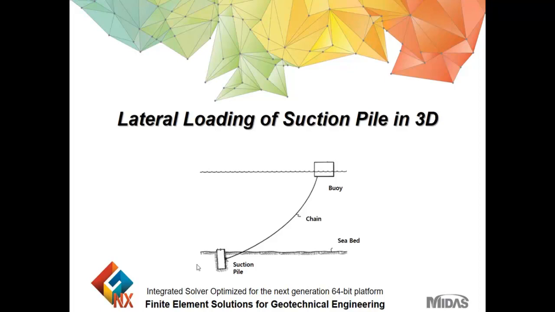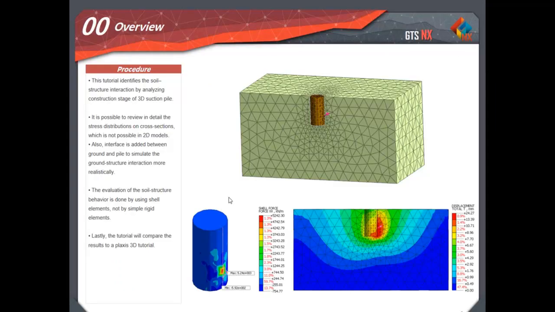And so the pile itself is already embedded in the seabed, which in this case we're going to model as clay. And we're going to vary a series of point loads, nodal force loads, on the side of the suction pile to model what would be the chain itself pulling at different angles. And what we're actually going to do is compare this directly with a Plaxis tutorial.